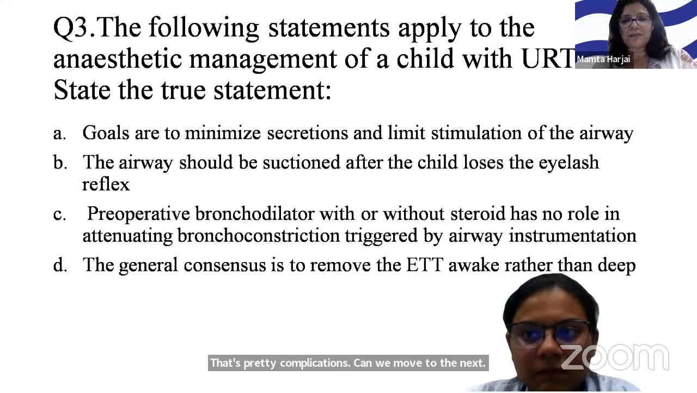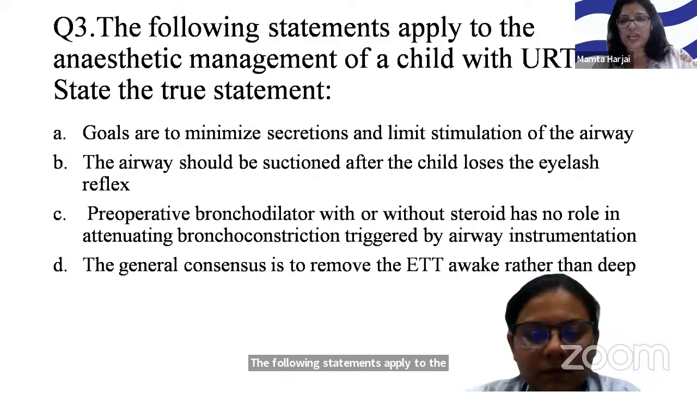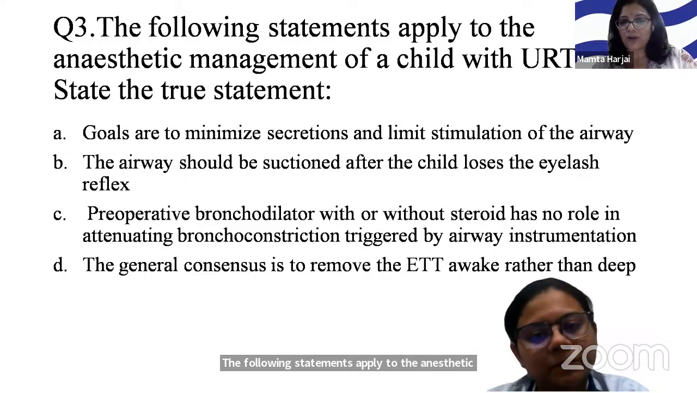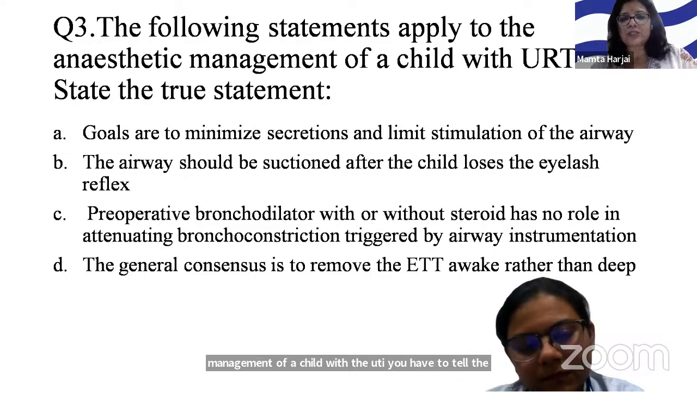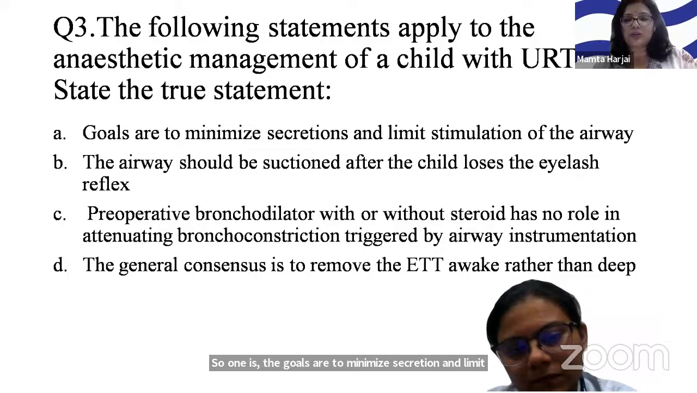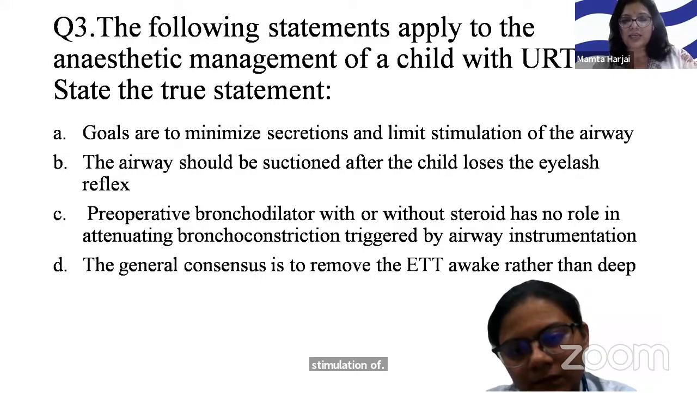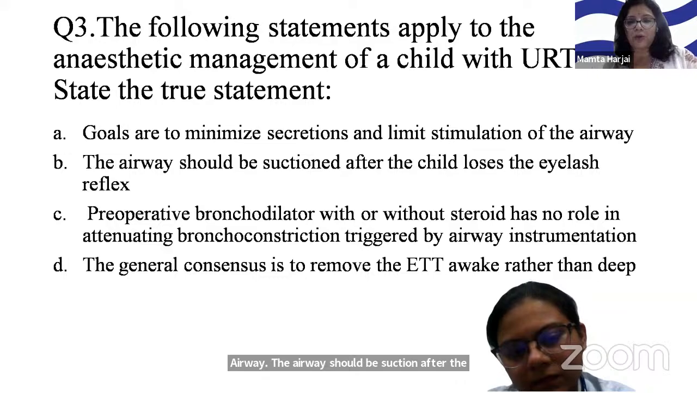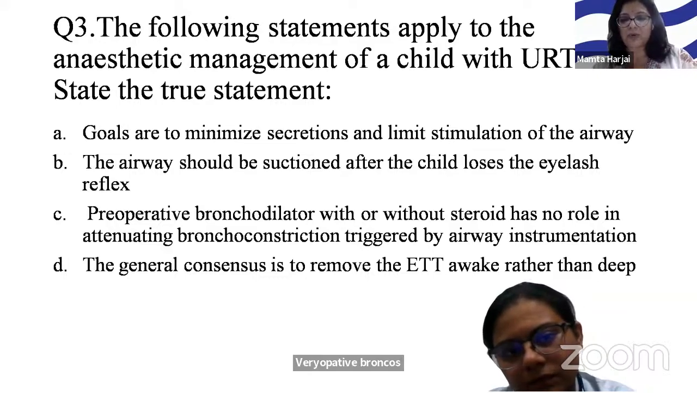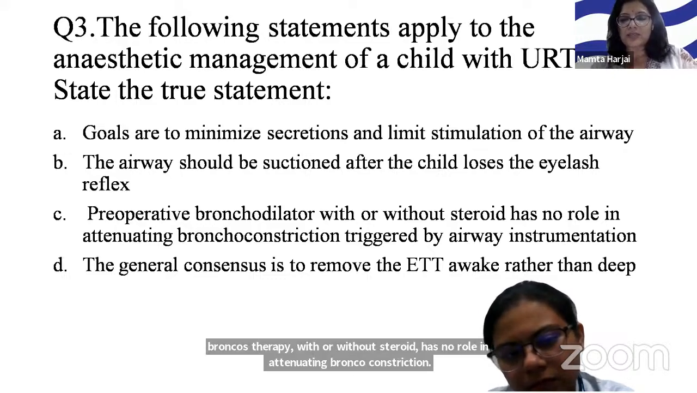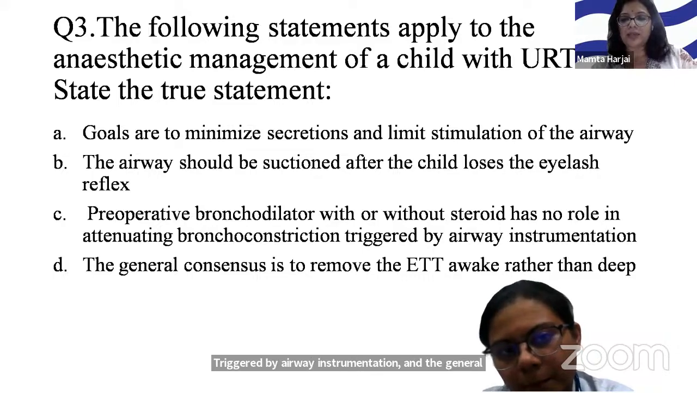The following statements apply to the anesthetic management of a child with URTI. You have to tell the 3 true statements. Only one statement is true, the rest are false. One: the goals are to minimize secretion and limit stimulation of the airway. The airway should be suctioned after the child loses the eyelash reflex. Perioperative bronchodilator therapy with or without steroid has no role in attenuating bronchoconstriction triggered by airway instrumentation. And the general consensus is to remove the ETT awake rather than deep.